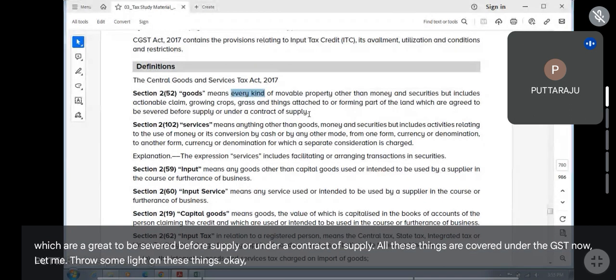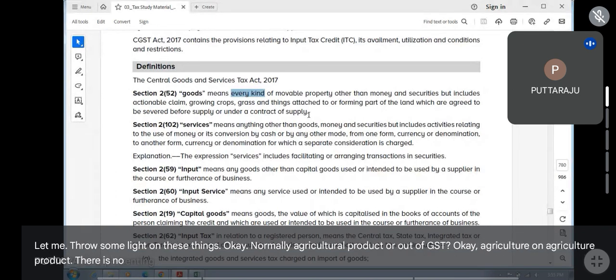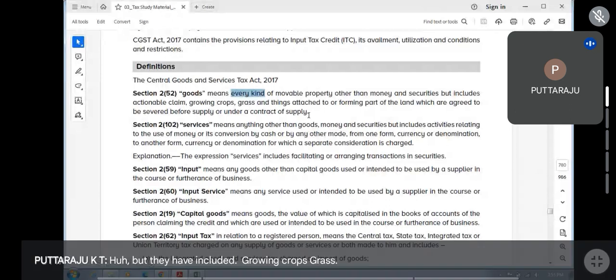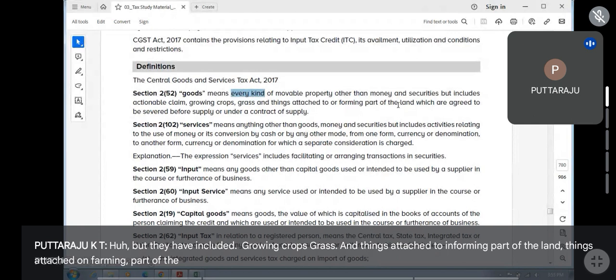Okay, normally agricultural products are out of GST. Agriculture products, there is no GST. If you go and buy vegetables, fruits, it is not liable to GST. Okay. Grass and things attached to and forming part of the land. Things attached to and forming part of the land, which are agreed to be severed.